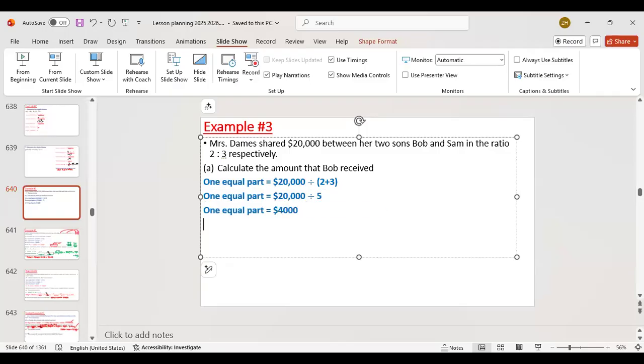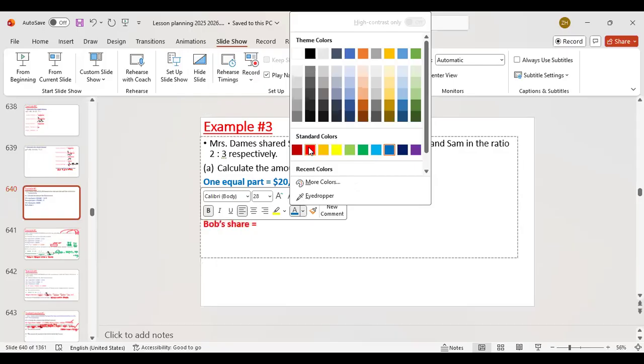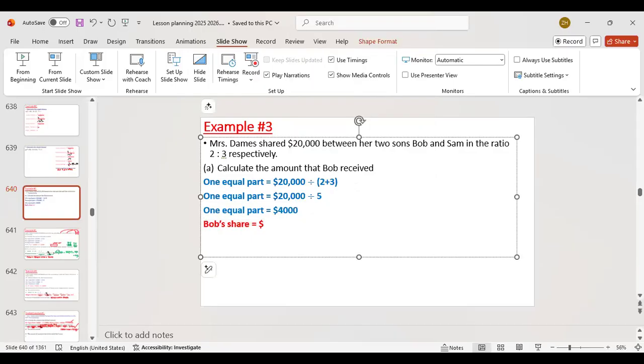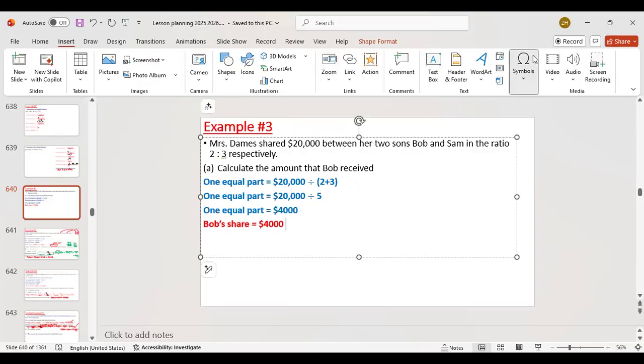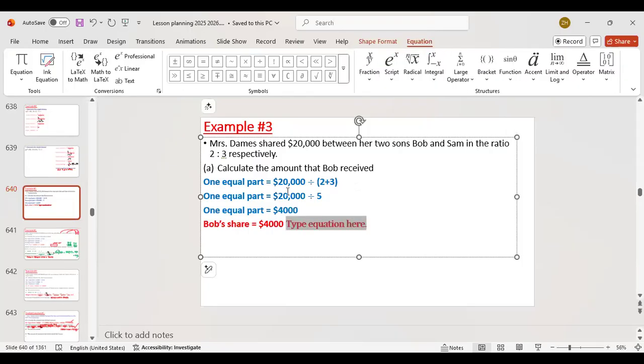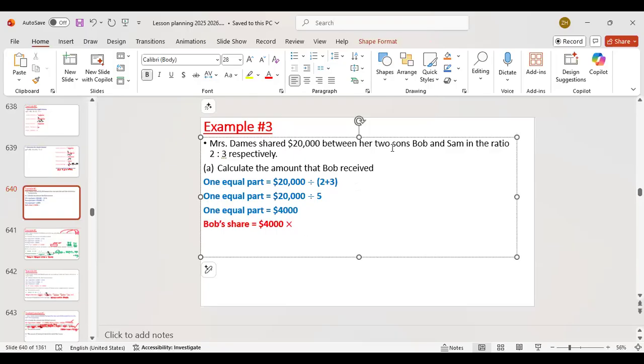4,000 or 4K. Now, they want us to figure out the amount that Bob received. So Bob's share is going to be equal to 4,000, which is 1 equal part, multiplied by 2, because Bob has 2 equal parts. So that means his share is going to be $8,000.